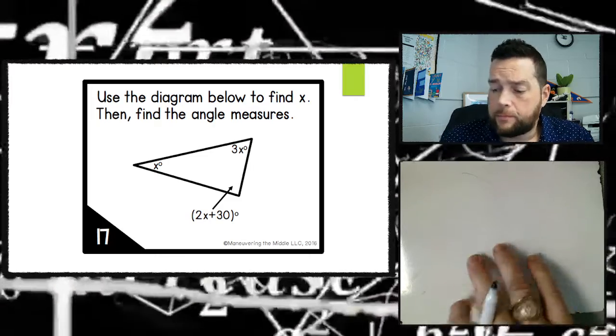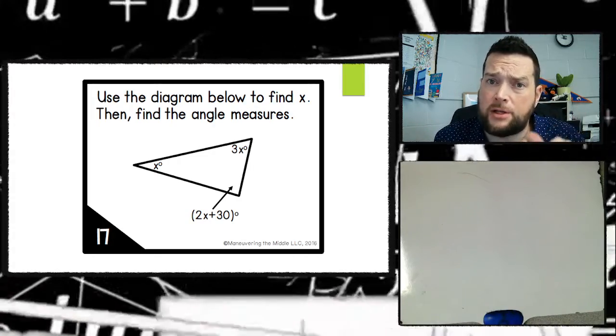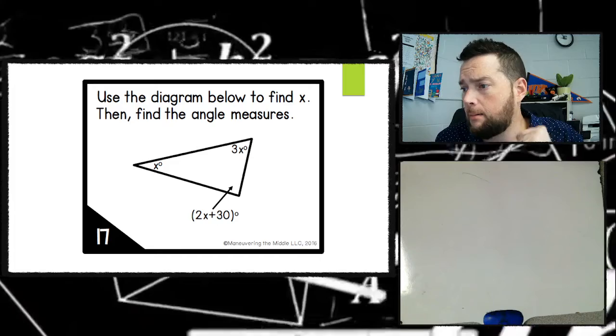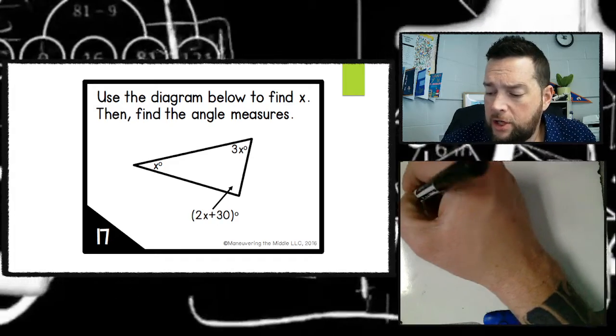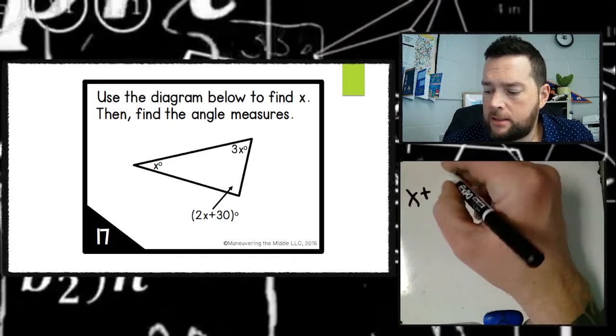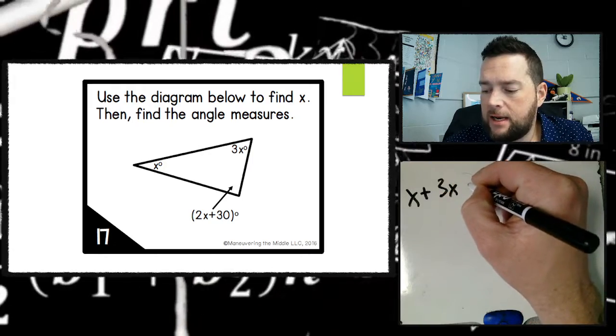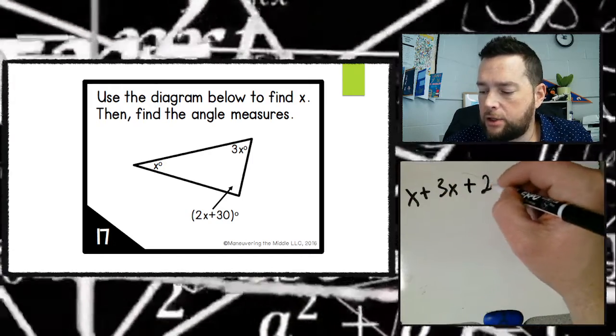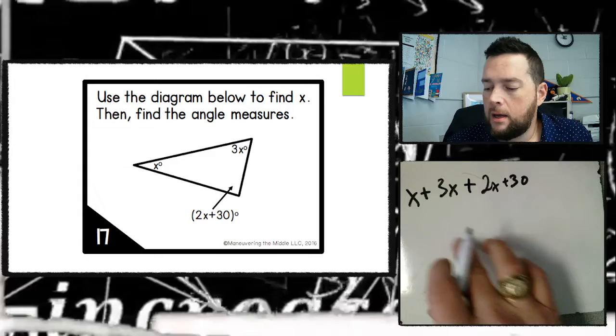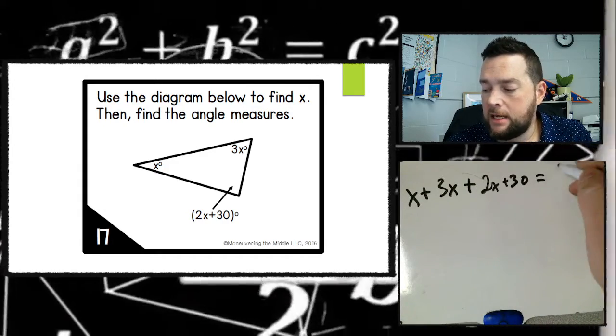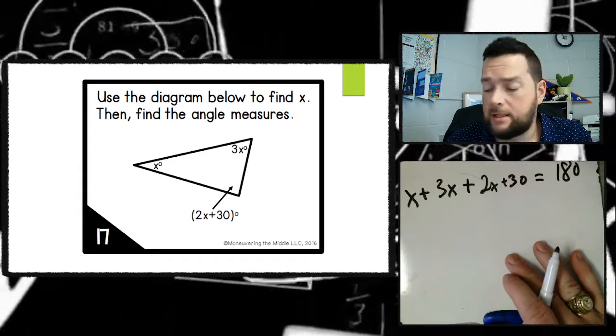Okay, so I'm going to try it now. If you haven't paused, you need to do that. Pause and then come back. Okay, here we go. The equation I'm going to use is x plus 3x, that's the next angle, plus the last angle, 2x plus 30. All of that added up has to equal 180, because the rule says that.